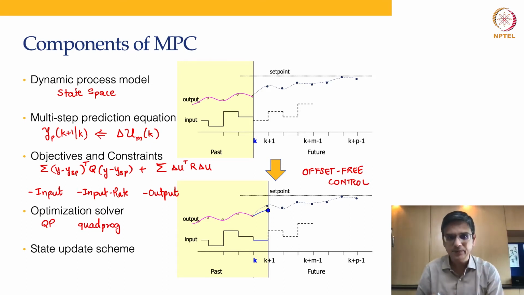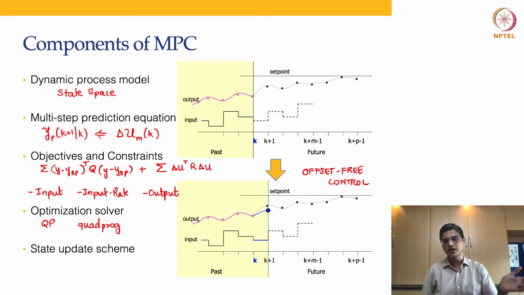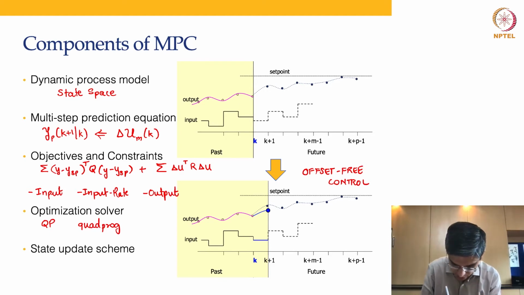And the state update scheme: in the DMC algorithm, we had y tilde k plus 1 equal to M y tilde k, which is just a shift operation, plus Sx delta uk plus Sd delta dk. Instead, we are going to use a filter or a predictor for the state update scheme. So we are going to use the Kalman filter or any other observer.